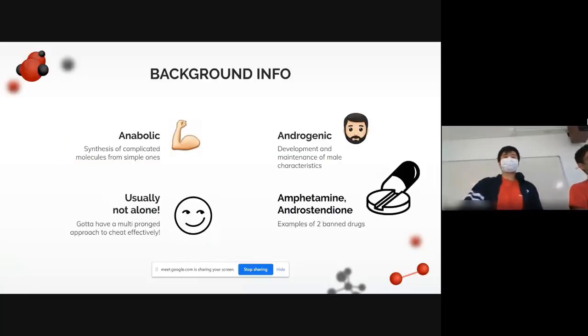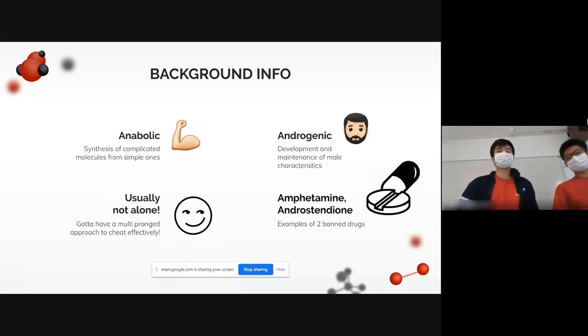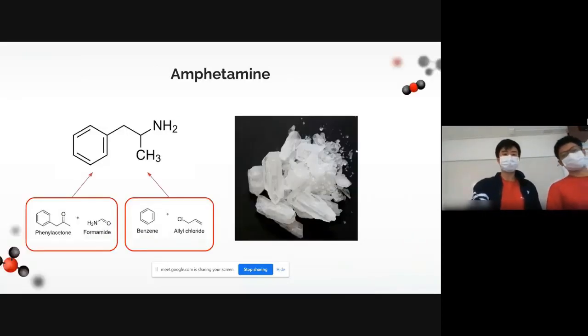As some background info, there are the anabolic processes and the androgenic processes. Sometimes when people use drugs, they usually don't use them alone. They use more than one drug at the same time. Just to name two banned drugs, they are amphetamine and androstenedione, which we will mention in later slides. Now, to talk about one of the specific drugs, it'll be amphetamine.